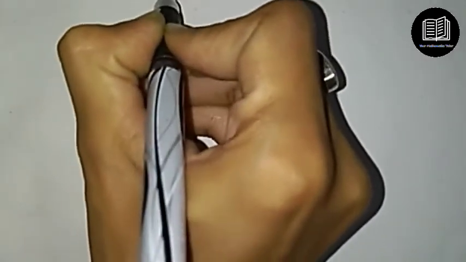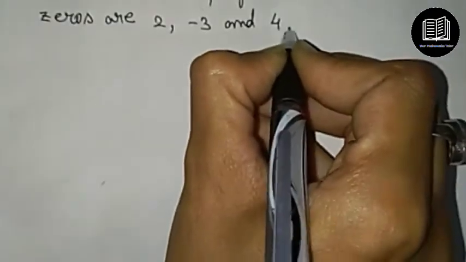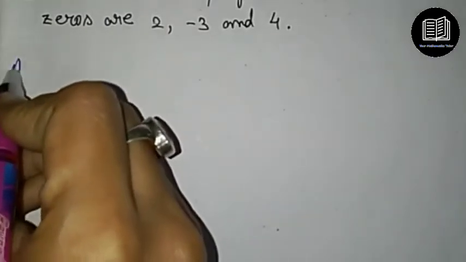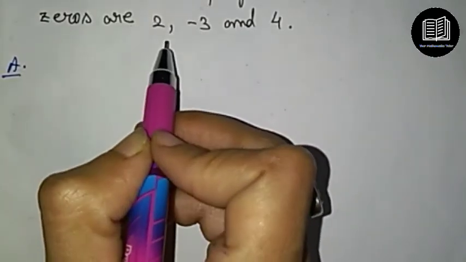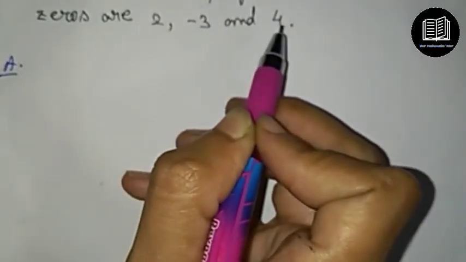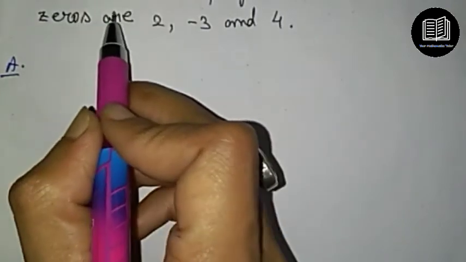Next, we will solve some problems on the basis of the above results. Number 1, find a cubic polynomial whose zeros are 2, -3 and 4. So here all the zeros are given. Cubic polynomial has 3 zeros, right? The 3 zeros are 2, -3 and 4. So we have to find the cubic polynomial.